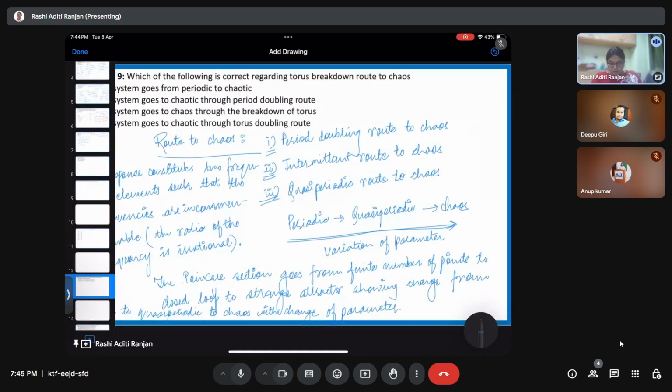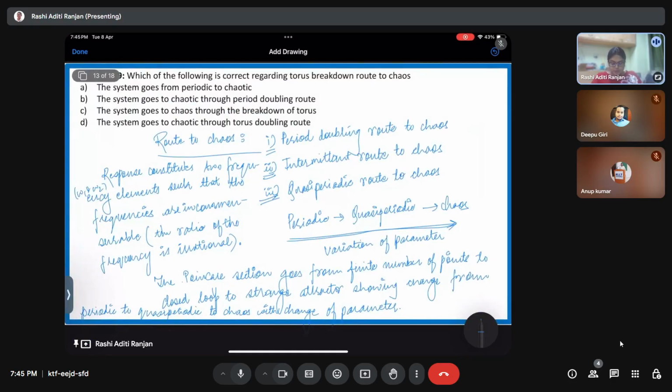So now if we come to the question, which of the following is correct regarding torus breakdown route to chaos? The system goes from periodic to chaotic. That we cannot say, because the system goes from periodic to chaotic for period doubling as well, for quasi-periodic route to chaos as well, for intermittent route to chaos as well. Okay, the system goes to chaotic through period doubling route. No, the system goes to chaos through the breakdown of torus. Yes, this is the correct option.